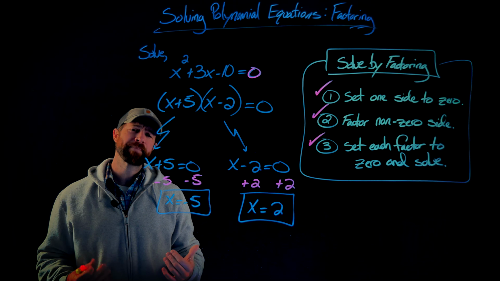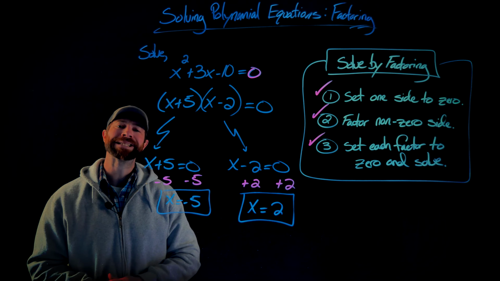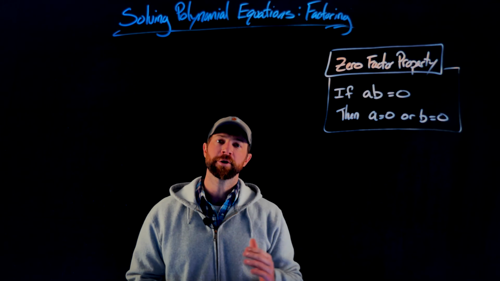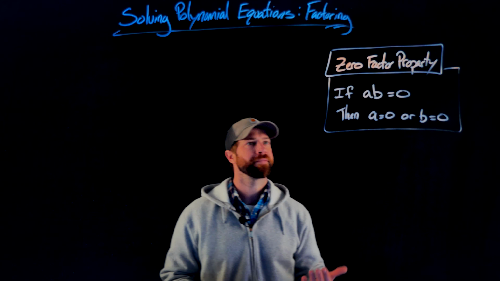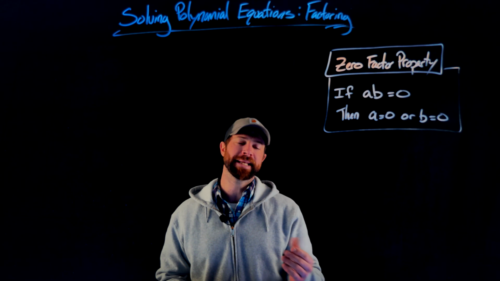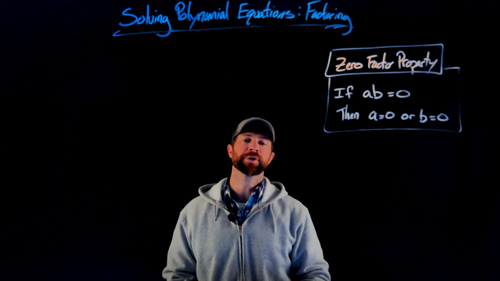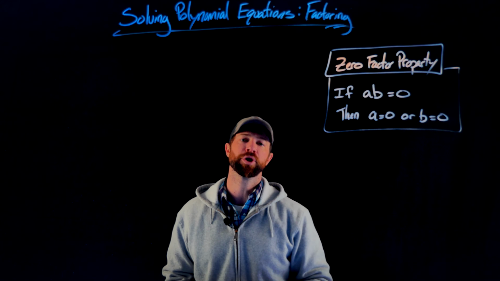Let's now take a step back and wonder, why does this even work? Why is it important that we set this equal to 0, and how does factoring help us? We use the zero factor property to solve by factoring. The zero factor property is a pretty straightforward property of mathematics. It says if two numbers multiply together to be equal to 0, then one or both of those numbers must be 0. That's the only way to get two values to be equal to 0 when multiplying.